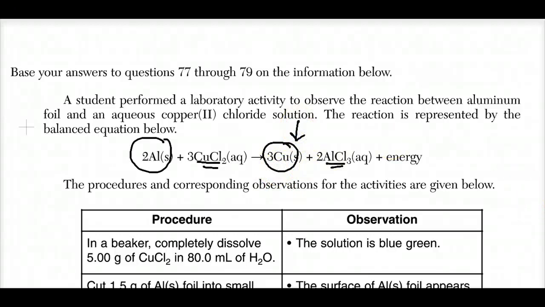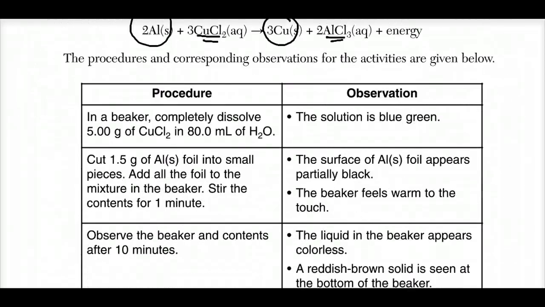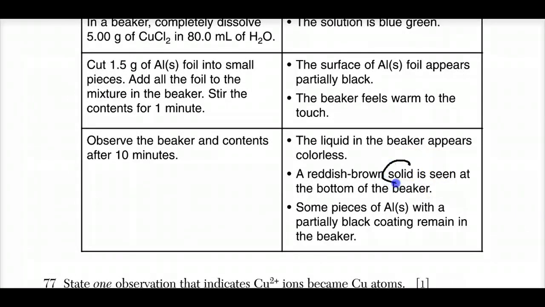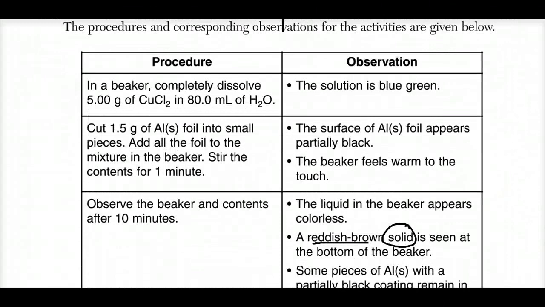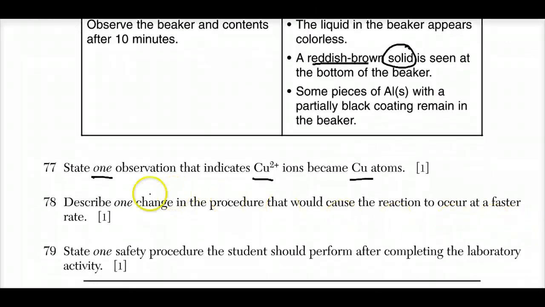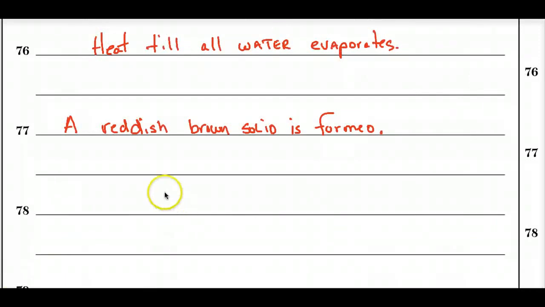Even if you forgot it was reddish-brown, look at the observation. A solid is appearing. The only solid that should be appearing that's new, of course, is the copper, because this is, guess what? A chemical reaction. So a reddish-brown solid is seen, number 77. A solid is formed, and it has to be copper. Also, you probably could have mentioned that the solution went from blue-green to colorless, meaning the copper came out of solution. But either way, this is a good answer here.